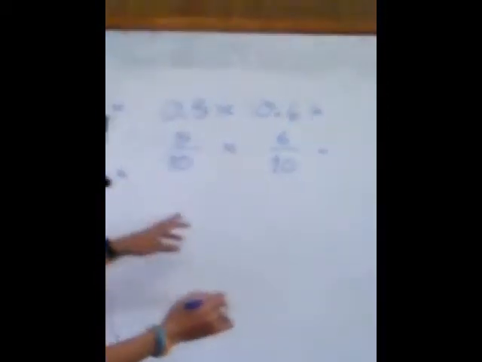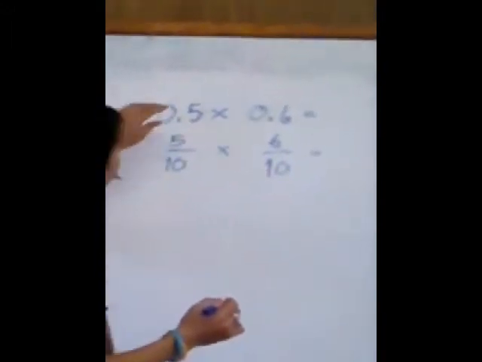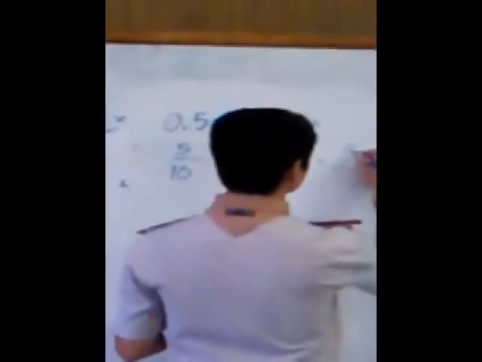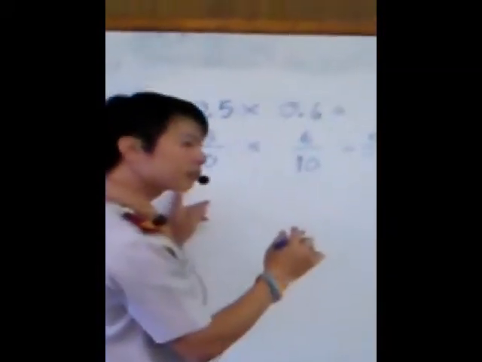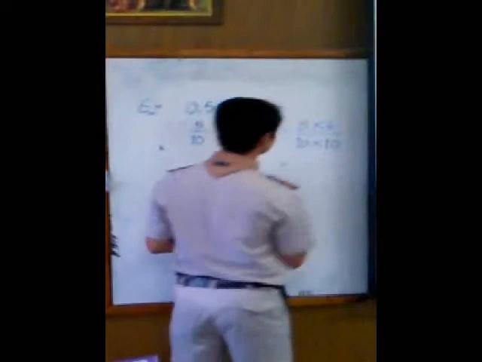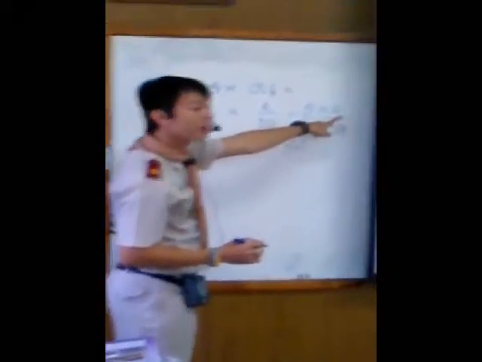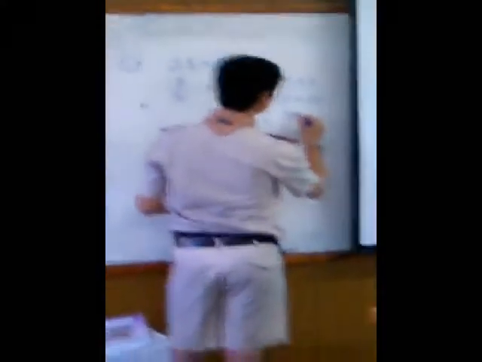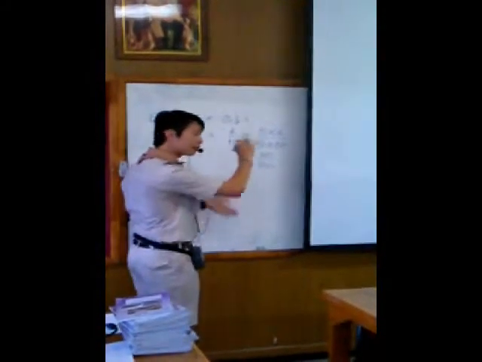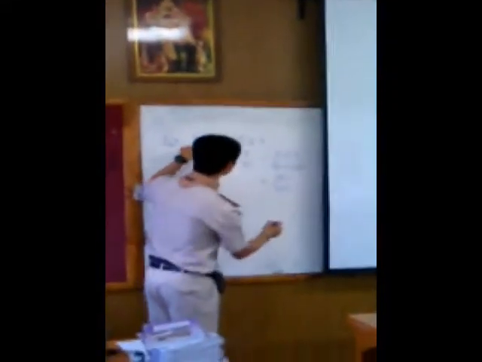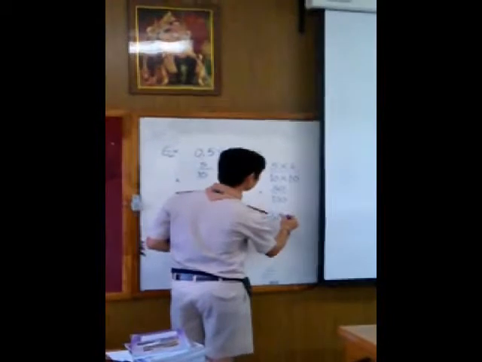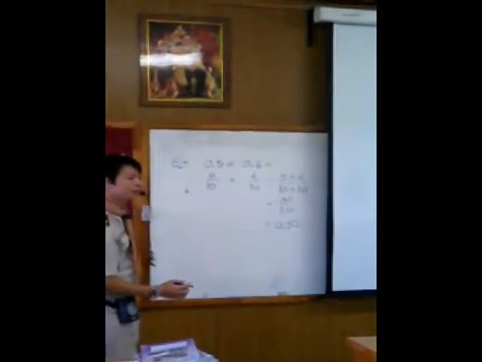How to multiply? Across. 5 multiplied by 6, and 10 multiplied by 10. Okay. The product is 5 times 6 is 30 over 100. After that, transform back to decimal: 0.30. Okay. It's the first method.